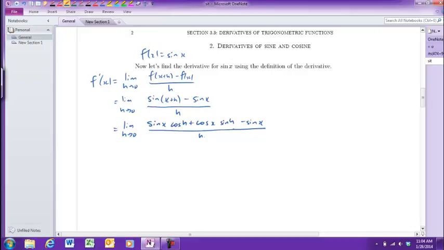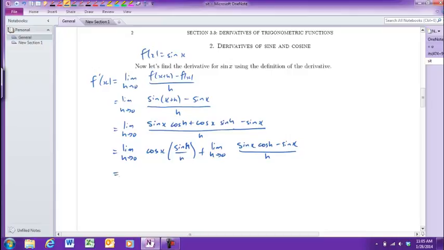And I'm going to actually split this up into two different pieces. So I'm going to start by looking at this cosine x times sine h over h. And then I'm going to do a separate limit where I take the sine x cosine h minus sine x over h. And it will become clear in a moment how I knew to do that.